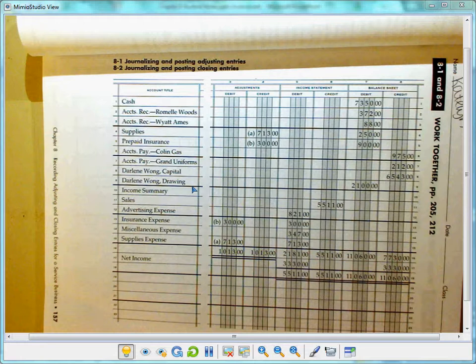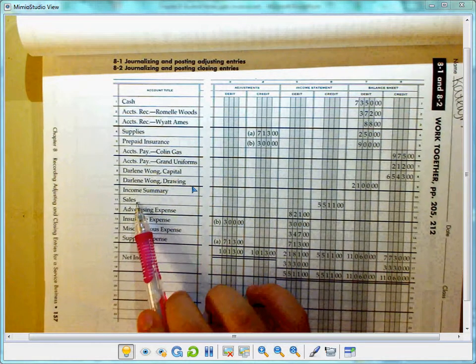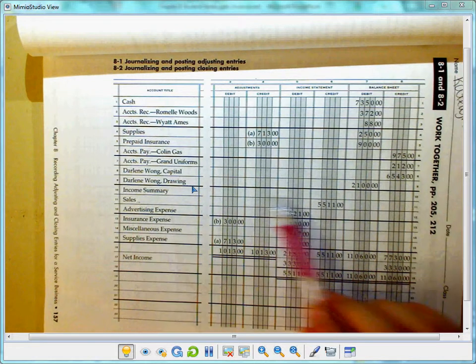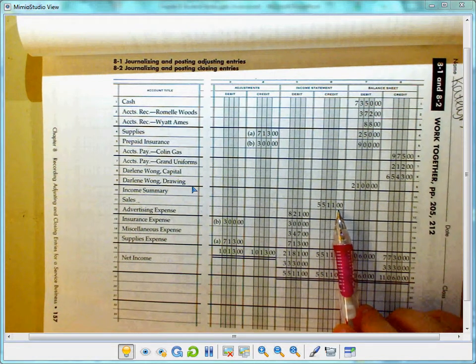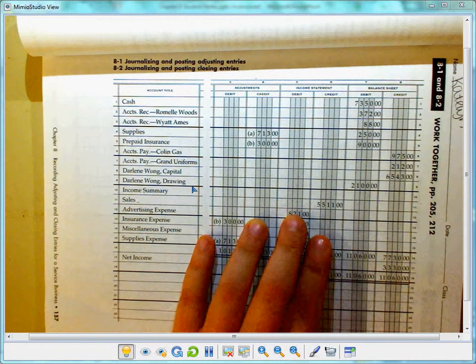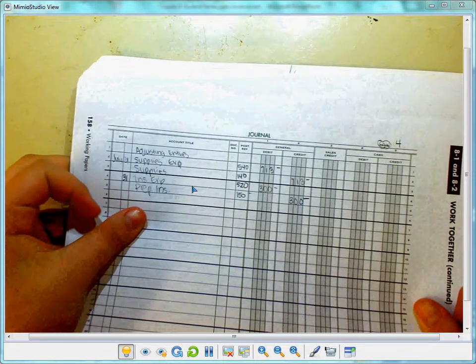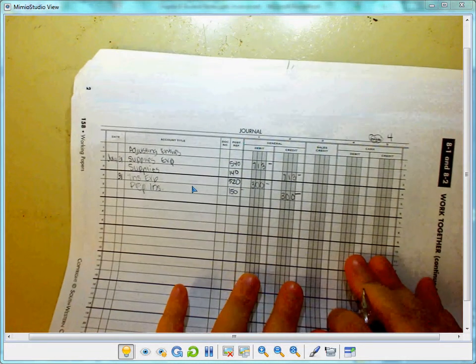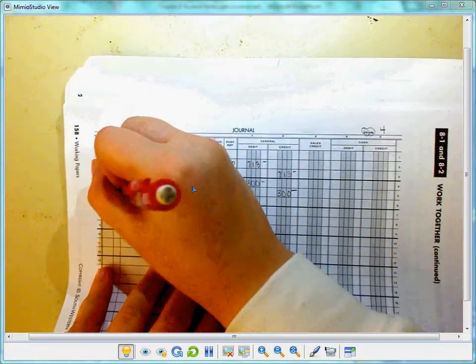So sales is on line 11. Okay, it's $5,511. Is that a debit or credit? Credit. Okay, so to close it, we have to do what? Debit. Okay, so we're going to flip over to page 158. Those of you that were gone yesterday, start writing on line 6. Line 6, we're going to write closing entries.